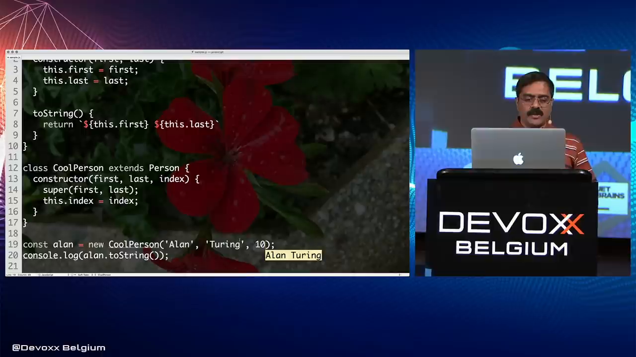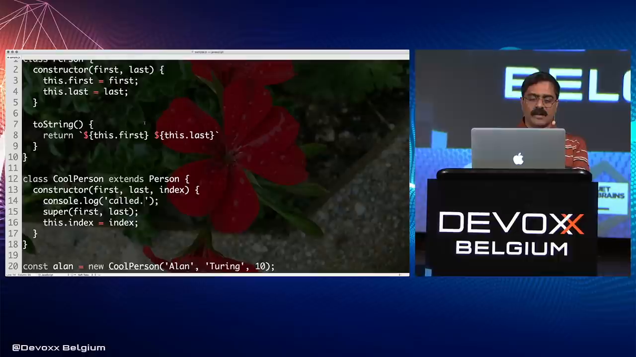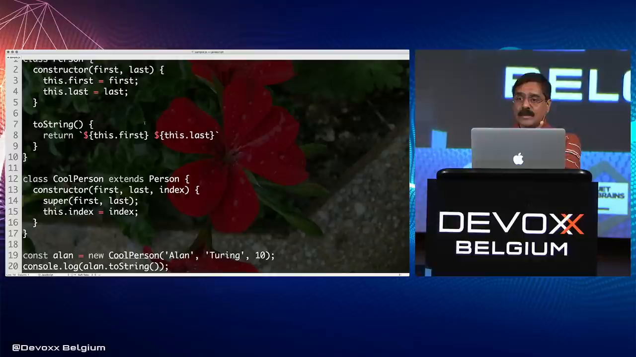Now, just to illustrate this, if I move this here, it is angry. I cannot touch this until I pass the data to super. But of course, what I can do here, though, is I can simply say called, and that's perfectly fine. I just cannot touch the this in this particular case. So you can pass the data to the base very nicely. Well, that's awesome. We are able to pass the data to the base nicely.